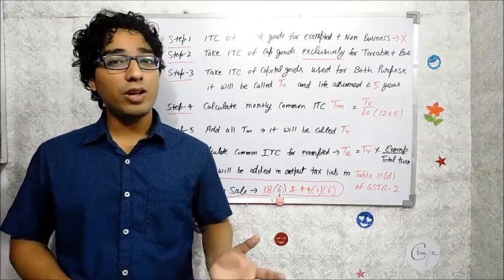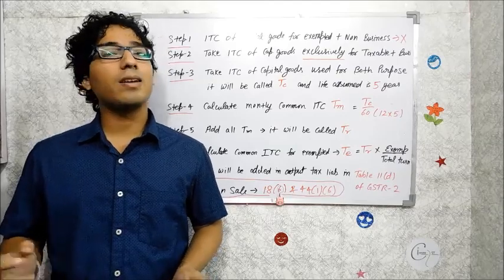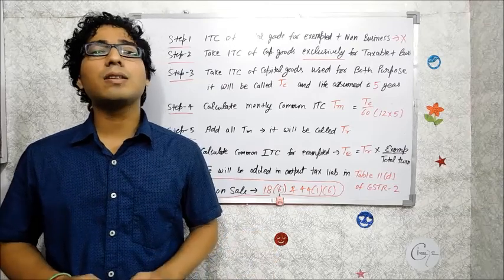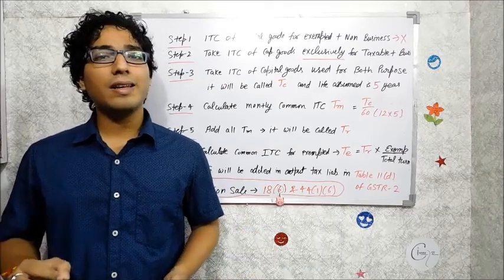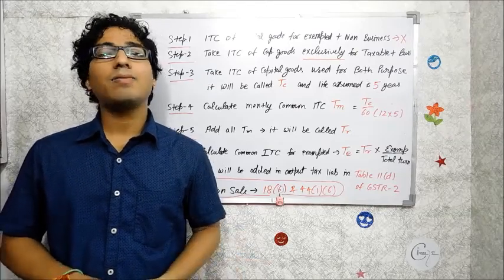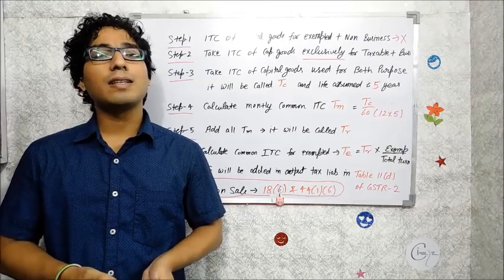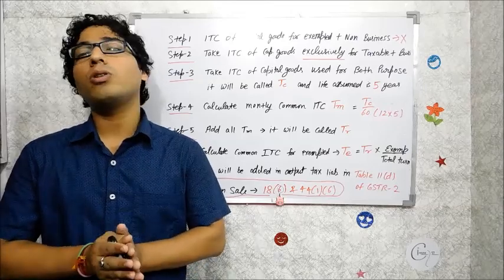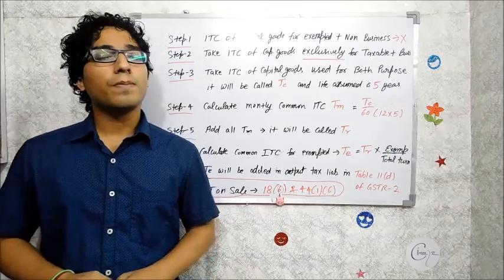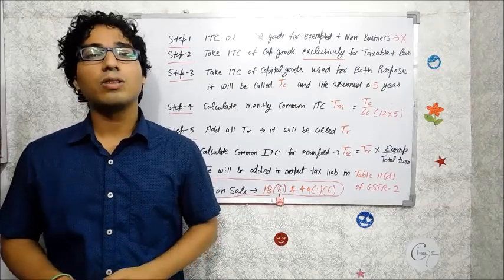So again I've come up with a new video, and this time we will discuss rule number 43 of the input tax credit rules. Earlier I made a video regarding rule number 42, where I discussed the reversal of input tax credit in case the input tax is used for both exempted as well as non-exempted supply. In this video I will discuss the reversal of input tax credit in case the capital goods are used for both exempted as well as taxable supply. So we will discuss this rule.